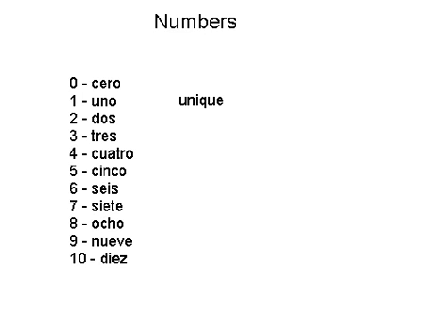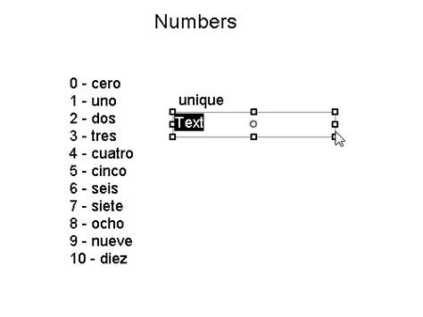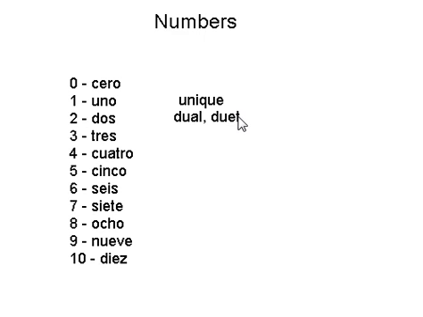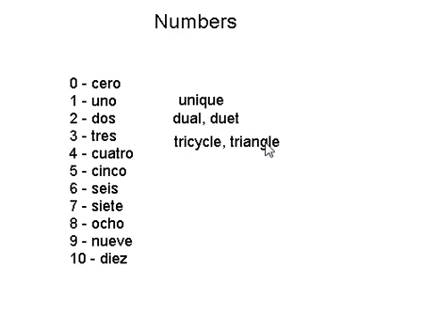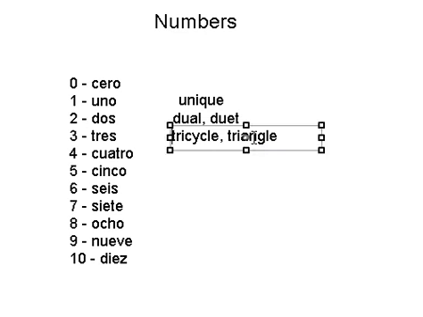Dos, we have a lot of words in English that are related to that, such as duel, duet, and I'm sure we could come up with others. Tres, we use tri in English a lot, like a tricycle, a triangle, and so forth. Triple, triplets, lots of things. Those words are all related to the word tres.